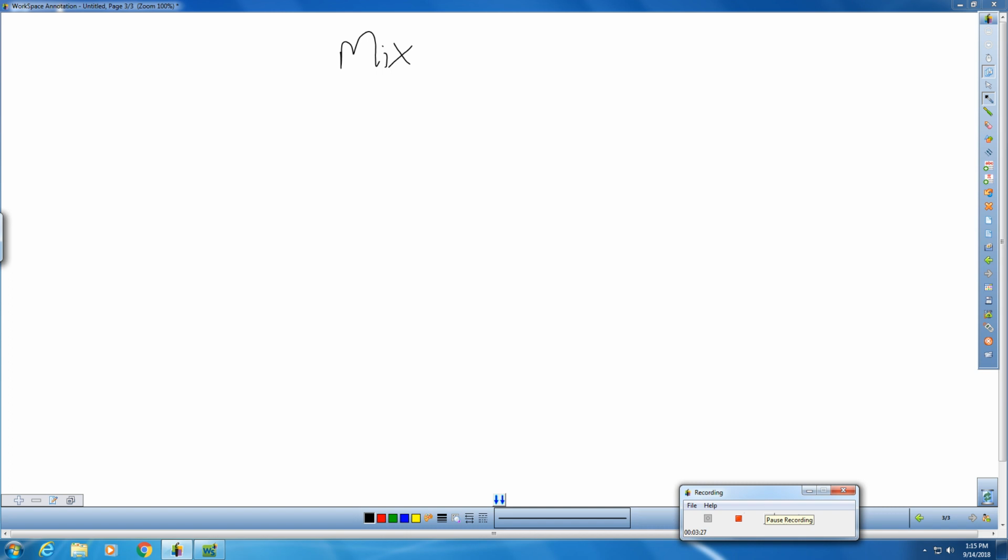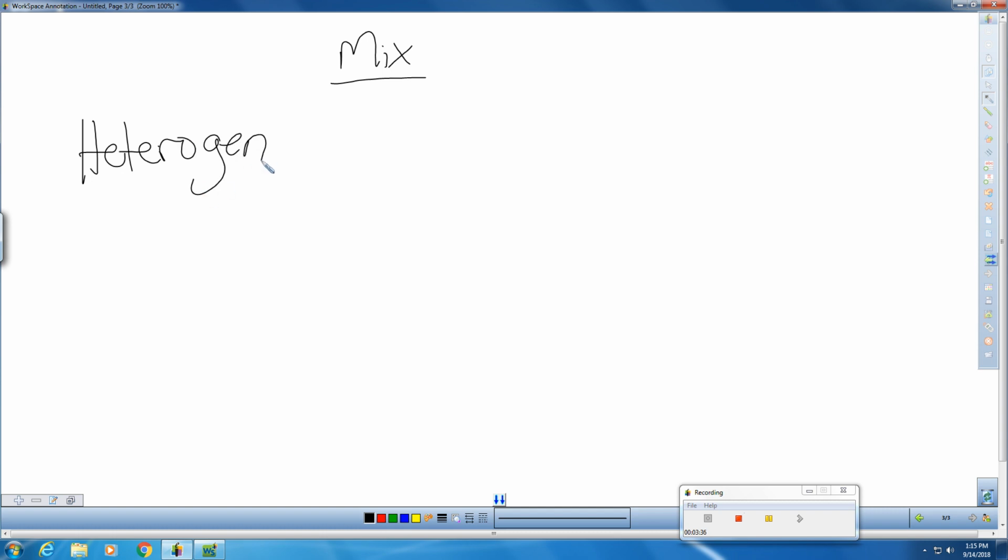All right, so let's talk about mixtures now. What do we got going on there? Again, we said there are two different types of mixtures. Heterogeneous. Heterogeneous is going to be pretty simple. We can easily see the parts, and we can easily separate the parts.